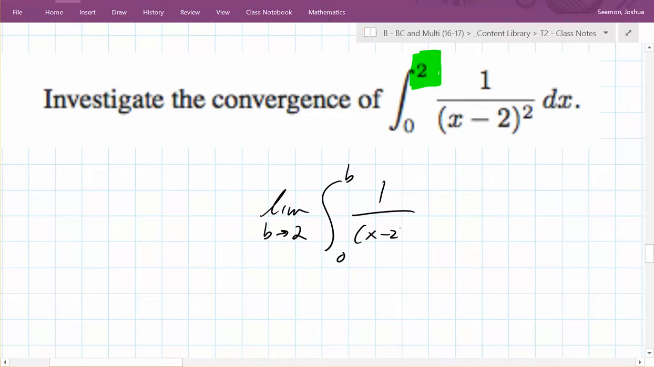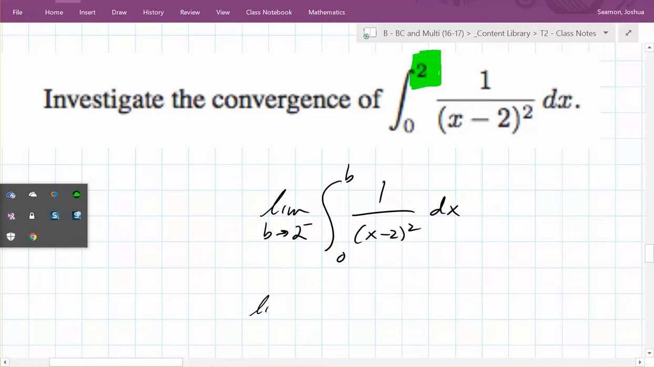Okay. There's one thing that's missing that's really important. It's not approaching 2. It's approaching 2 from the left, because it's 0 to 2. That's really important. Going to 2 implies both directions, which we can't do on this. You're not integrating to the right. So try this one now. See if you can give me an answer to this one.